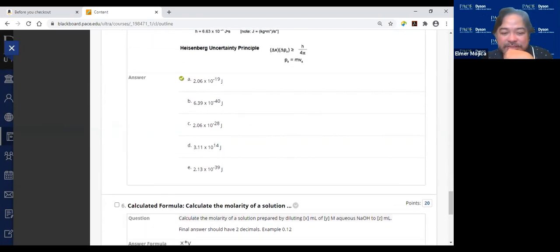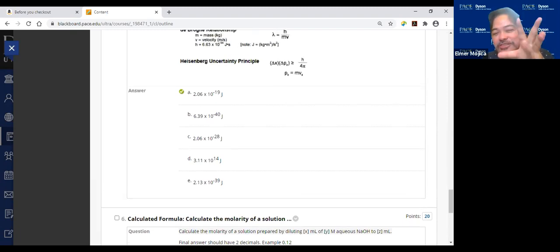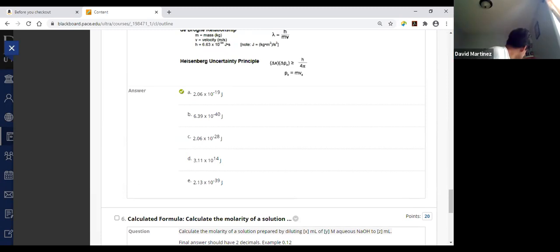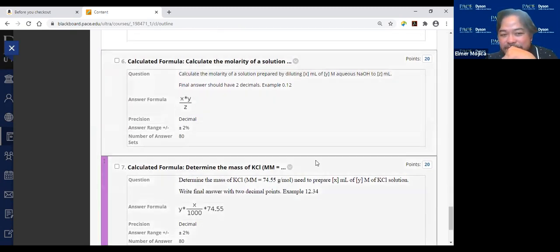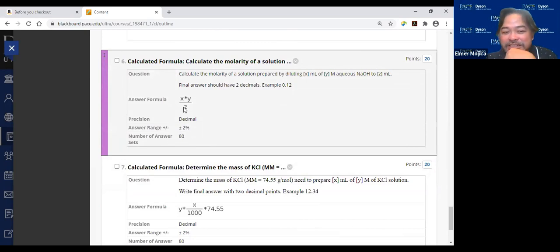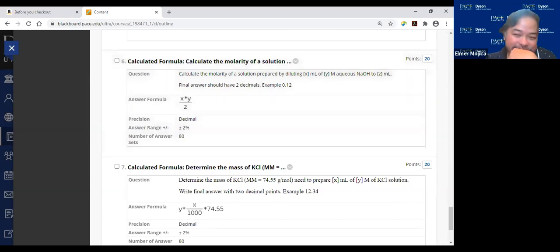So calculate the molarity of a solution prepared by diluting a certain amount of molarity NaOH to a certain volume. So why is it like this? Because each of you will get different numbers. Okay? So if you're going to do the calculation here, usually that's the formula that I have. So I'm the only one who set it like that. But what I expect is all of you will have different numbers here. And I set that you're going to have 80 different numbers set. And I also set that if you are within 2% of the value, you will get the credit.